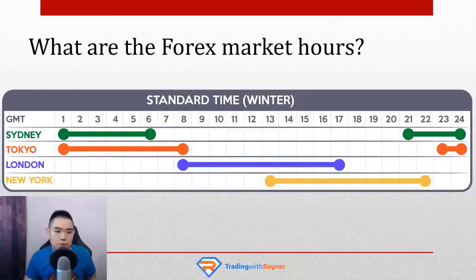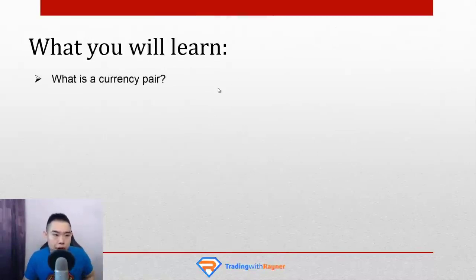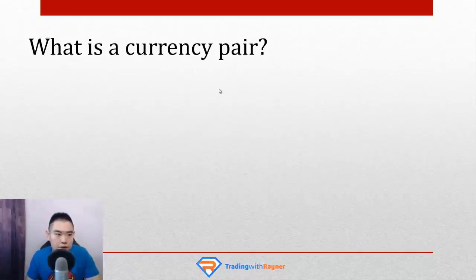Okay, so we have done the recap. So that's pretty much it. Now, moving on, you will learn what a currency pair is, what a base and quote currency are, and what the different types of currency pairs are. So let's get started. Number one, what is a currency pair?